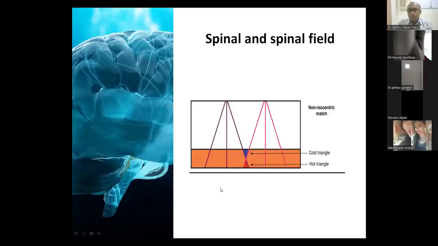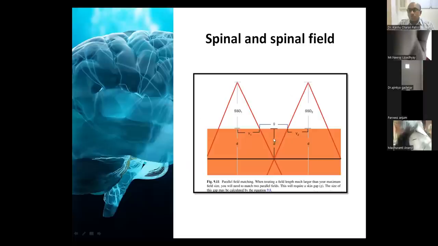When your length is more, you need another spinal field to cover the area. If you give this spinal field, you will get a cold area, and anteriorly around the abdominal bowel wall, you will get the hot triangle. So non-isosceles. So what do you have to do? Then you have to gap. This is called gap calculation. This gap calculation is very tricky. And this is the gap calculation formula.